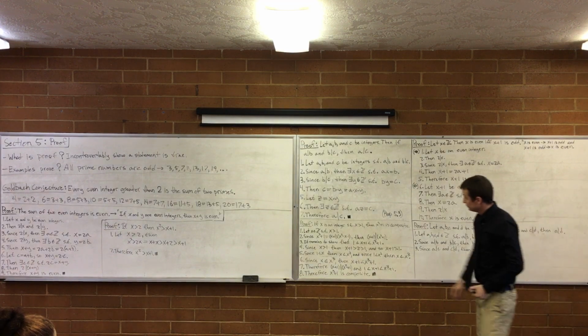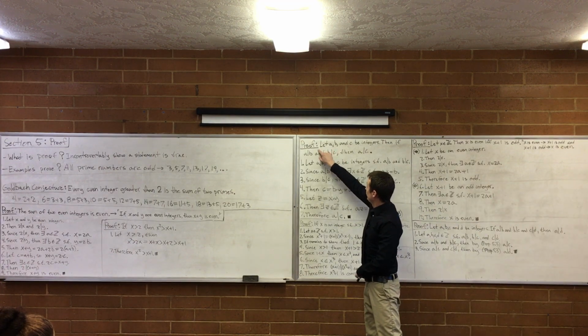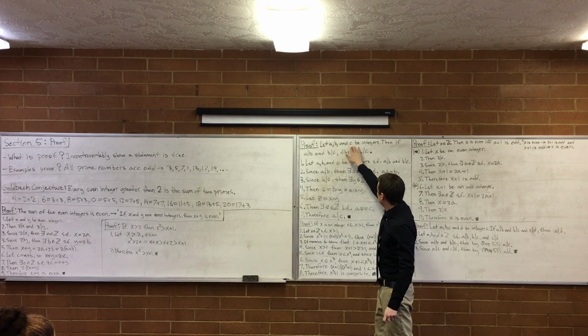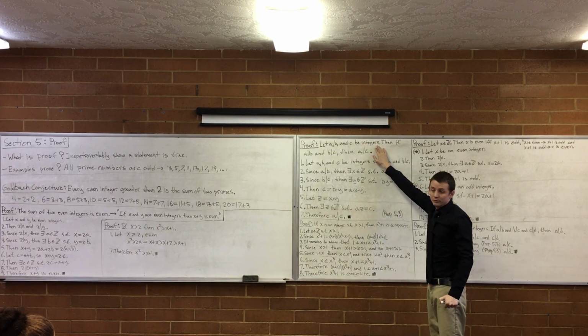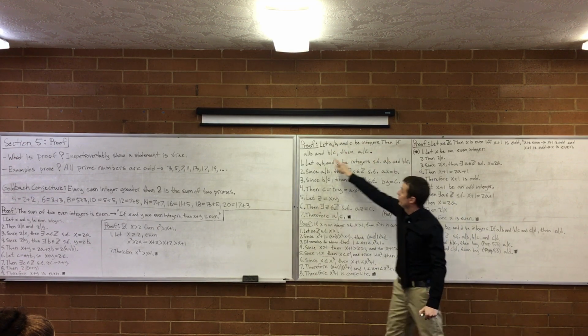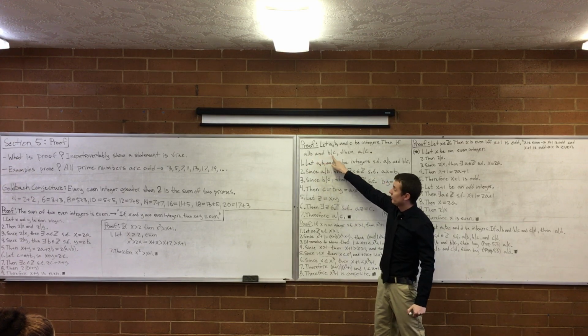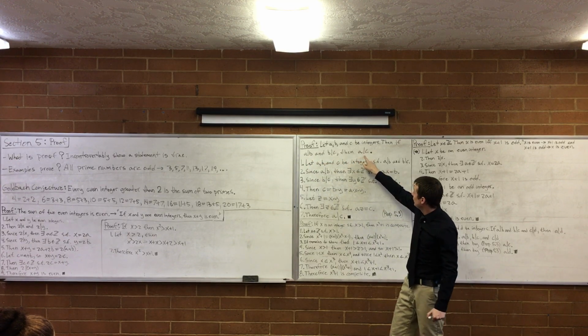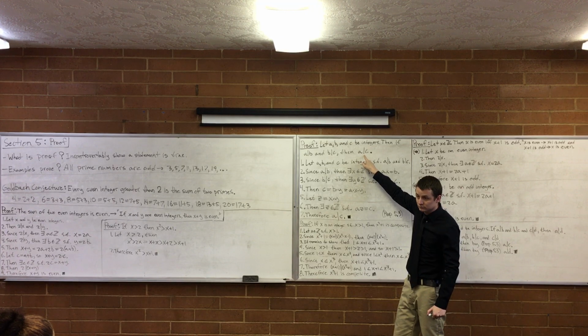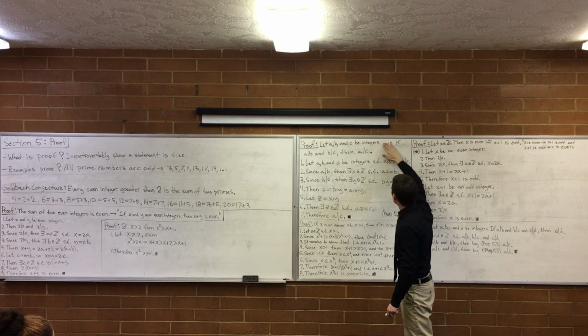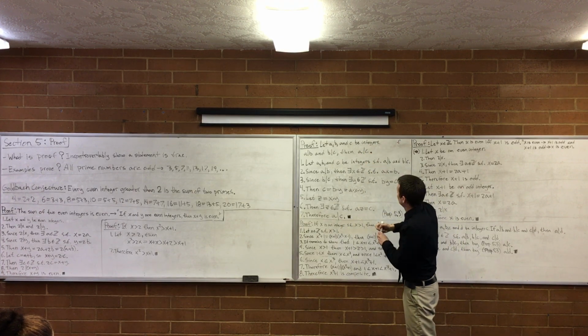So let's try another proof. Proof: let a, b, and c be integers. Then, if a divides b and b divides c, then a divides c. Maybe get rid of that "then" there. That might be confusing. We'll just put a big "if."